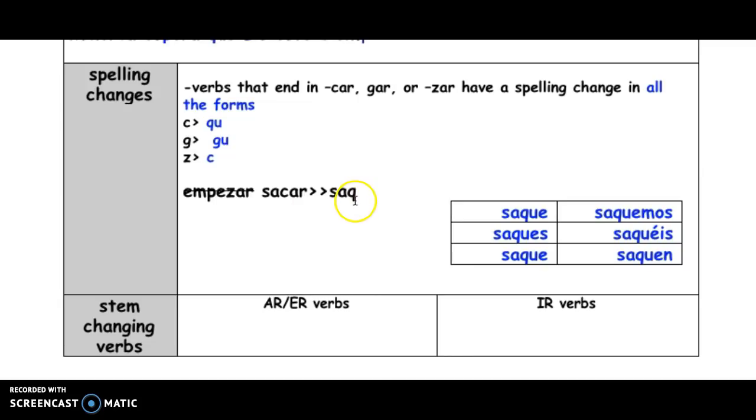Sacar, the C will change to QU, because if you didn't, back up here, don't copy this down, it's not correct. But if you didn't, you would be saying something like sase, sase. But we want it to sound like the infinitive, the k sound, so the C changes to QU. Saque, saques, saque, saquemos, saquéis, saquen.